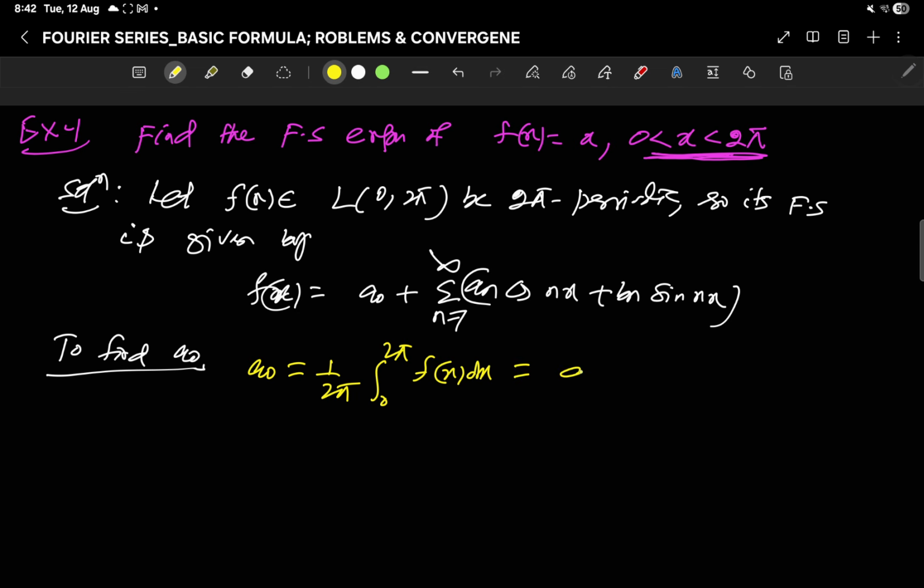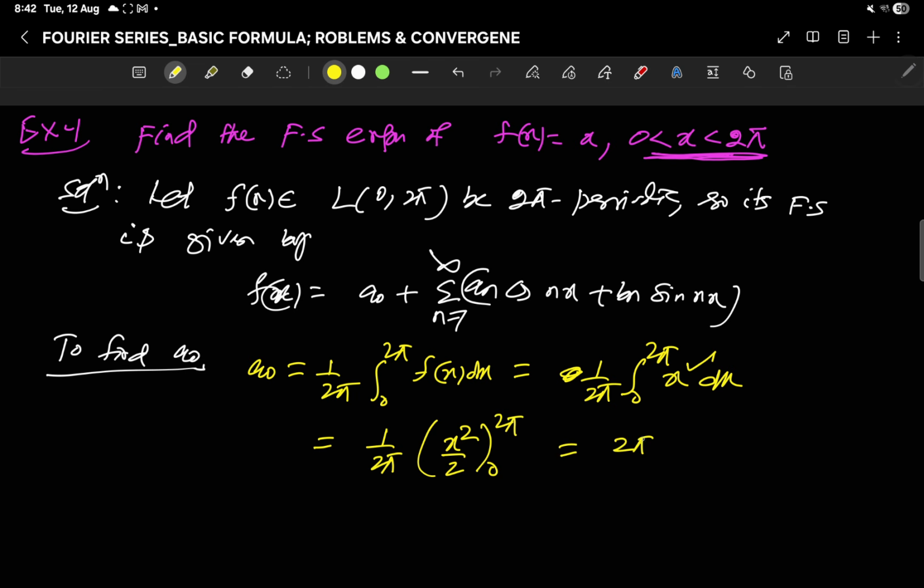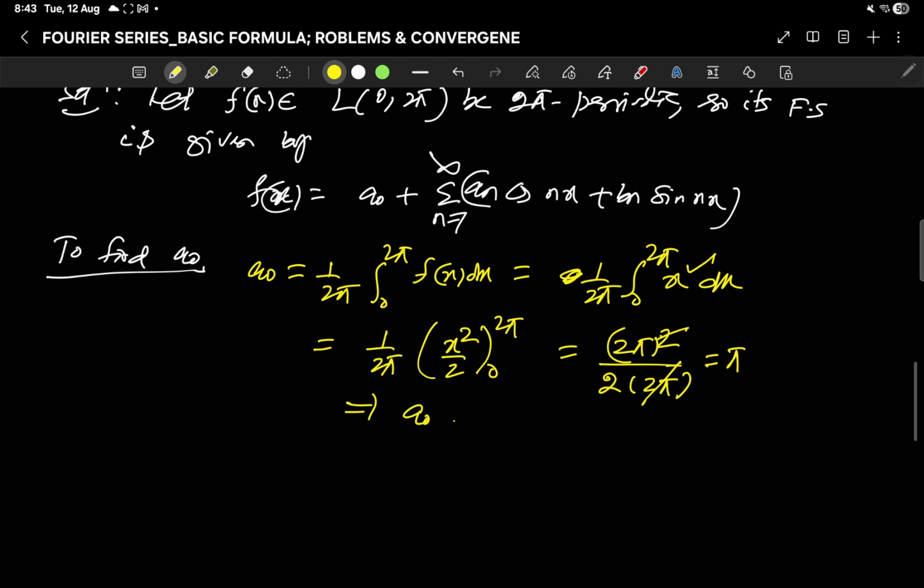So this is equal to 1 by 2 pi, 0 to 2 pi, the function is x dx. So this is equal to 1 by 2 pi, integration of x is x square by 2, 0 to 2 pi. So this is 2 pi whole square by 2 into 2 pi. So this square and 2 pi cancelled. So this is your pi. So this implies a0 is equal to pi. Then we find an.